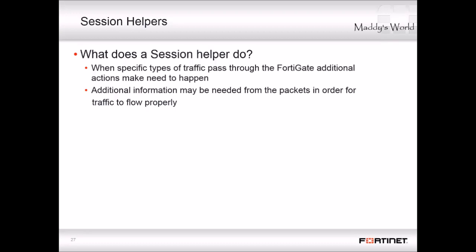Back when we were talking about how packets are handled, I mentioned session helpers. Now we're going to go over what exactly a session helper does. Sometimes, certain traffic needs to be handled specially by the FortiGate. Additional actions will need to happen simply because of the kind of traffic it is. Also, there may be additional information in the packets that the firewall needs to know in order for the traffic to flow properly. As an example, we'll take an in-depth look at FTP traffic passing through a firewall policy that is NATing traffic.